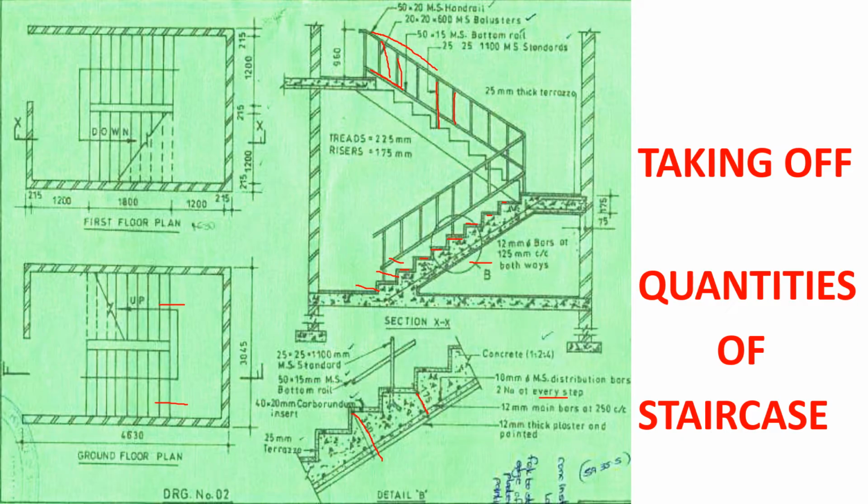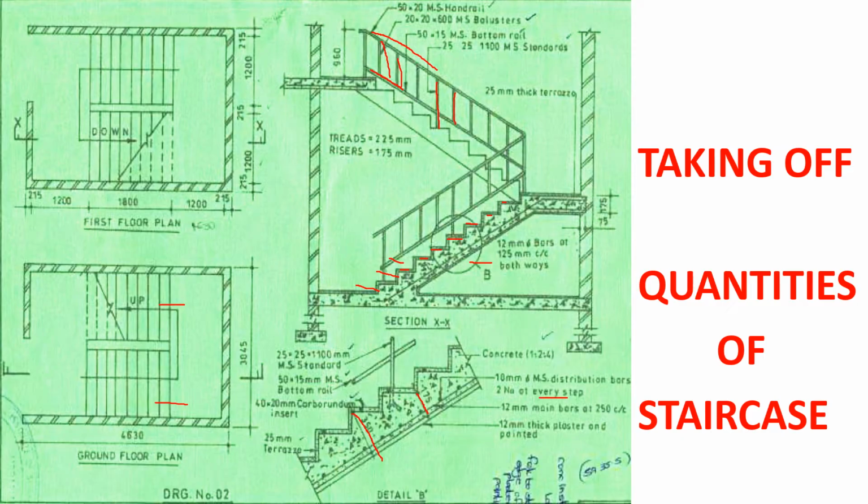Sorry, there's a contradiction. Okay, and then we have 12 millimeters thick plaster. So down here we have a plaster, as you can see, and then on top of the stairs, on the face of the riser, we have 12 millimeter terrazzo, and then we can see 40 by 20 carbon round insert, this one here, and then we have 50 by 50 mild steel bottom rails. Okay, this is the bottom rail.